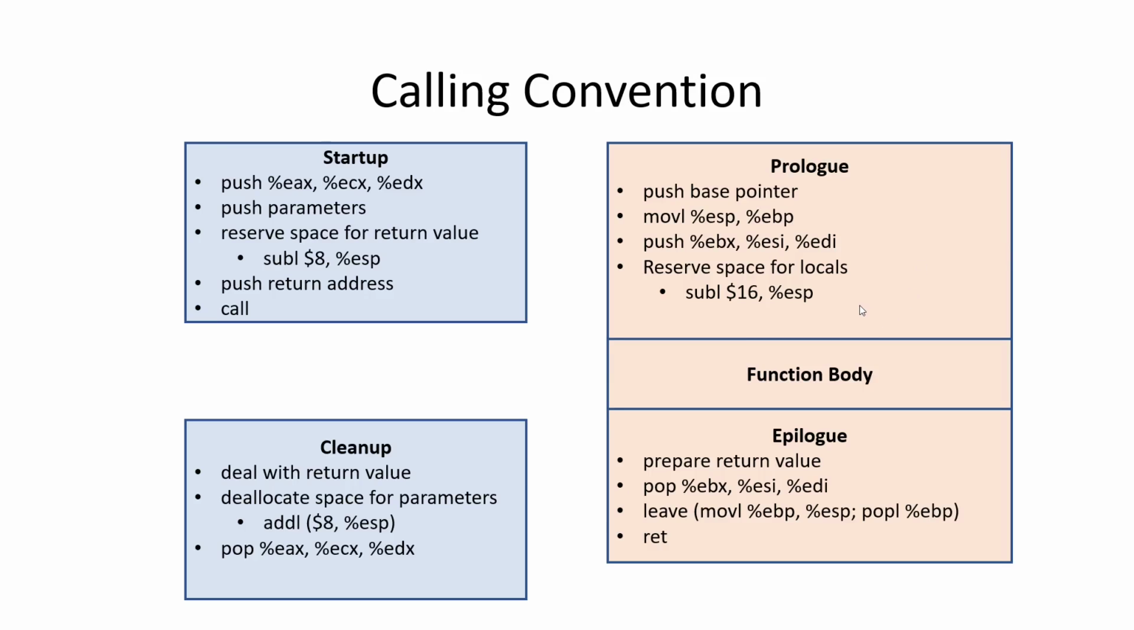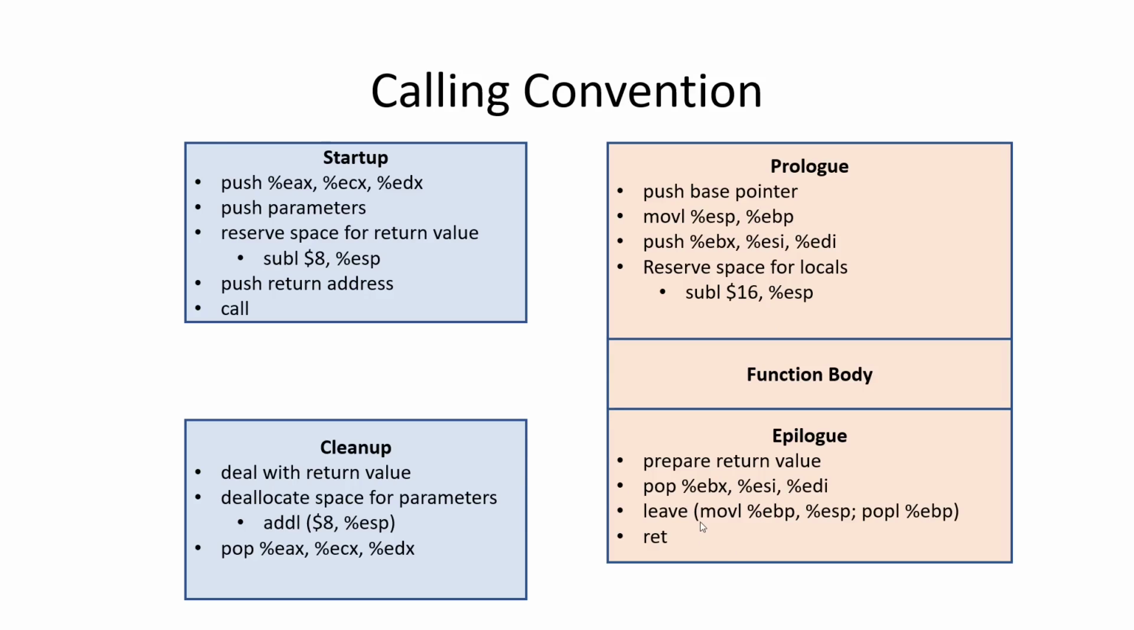Then we just reserve space for locals. And again, to reserve space, it's a subtract from the stack pointer. Then the function body happens. Whenever we're done computing whatever it is, we need to get the return value ready. It's either going in memory on the stack or it's going in the EAX register. Those registers that I promised I'd return intact, I need to put them back. So if I push them onto the stack here, I need to pop them back off so that they are ready to go with their original values. So I saved them, and here I'm restoring them.